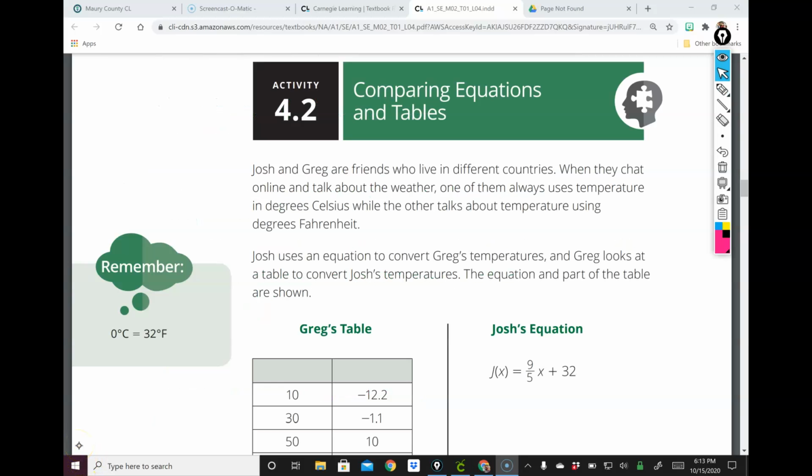Activity 4.2, comparing equations and tables. Josh and Greg are friends who live in different countries, and when they chat online and talk about the weather, one of them always uses temperature in degrees Celsius while the other talks about temperature using degrees Fahrenheit. Josh uses an equation to convert Craig's temperatures, and Craig looks at a table to convert Josh's temperatures. The equation and part of the table are shown.